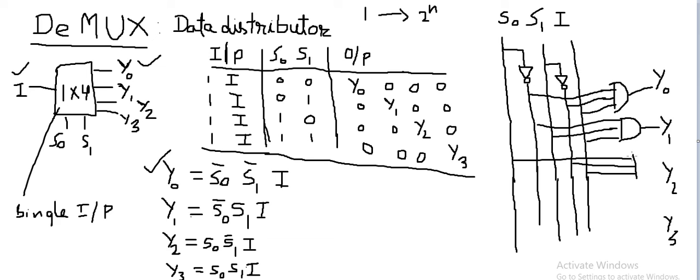Then again we will use the AND gate, because these three variables are combined with the AND operation, and for this we have s0, s1 and I. So s0, s1, and I, right? We have these again with the AND gate. So this is the logic circuit for the demultiplexer.